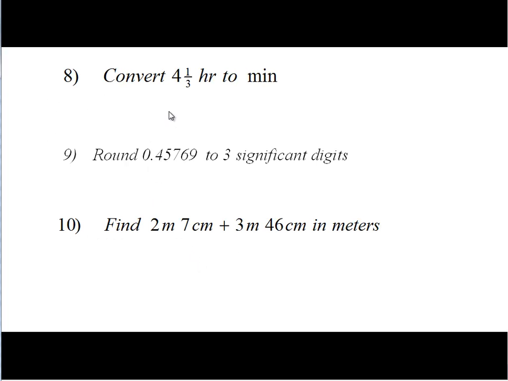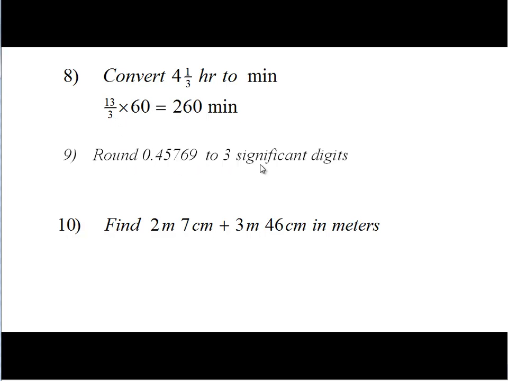All right, converting hours to minutes. Well, we need to turn this into a whole fraction. So it's 4 times 3 is 12, plus 1 is 13 over 3, times 60 minutes in an hour. So we have 13/3 hours times 60 minutes in an hour, which is 260 minutes, if I did the arithmetic right. Just type that in your calculator: 13 times 60 divided by 3.